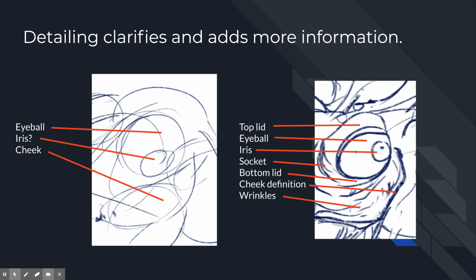But if we go back to what the leap does, notice the eyeball is no longer one sphere. It's now a top lid. It even has a ridge on the top lid. It's got the eyeball proper. It's got the iris, a socket, a bottom lid, definition in the cheek, wrinkly skin texture on the cheek. So this is tremendously more information than was present. And again, your references will aid you in being able to find that information. But it's up to you to creatively apply it.